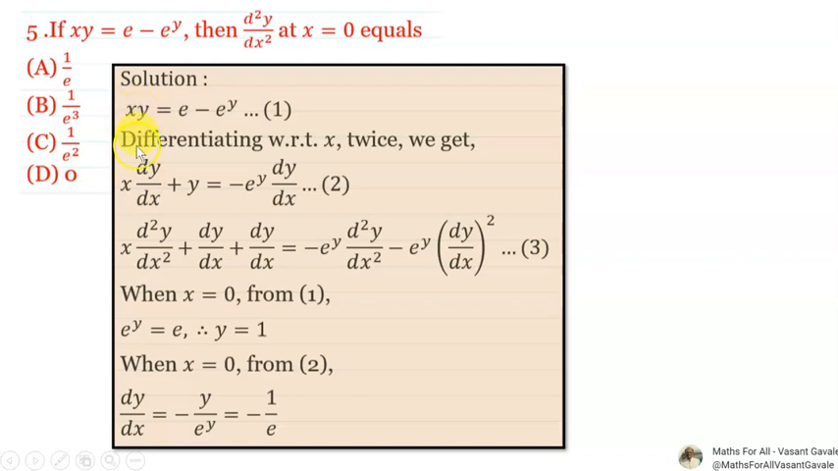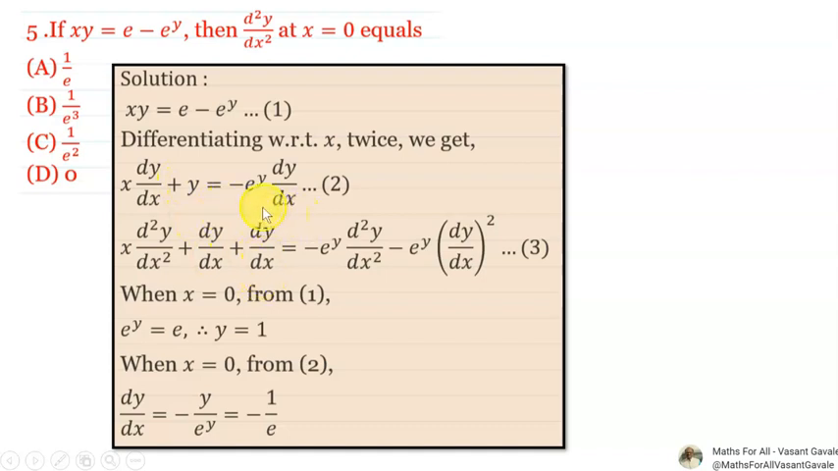First x as it is, derivative of y is dy by dx, plus y into derivative of x is 1. Next, derivative of e is 0. E raised to minus y has derivative e raised to minus y into derivative of y, which is dy by dx. So this is the second one. Now again differentiate this with respect to x. x into derivative of dy by dx is d2y by dx square. Next, dy by dx as it is, derivative of x is 1. Next, derivative of y is dy by dx.